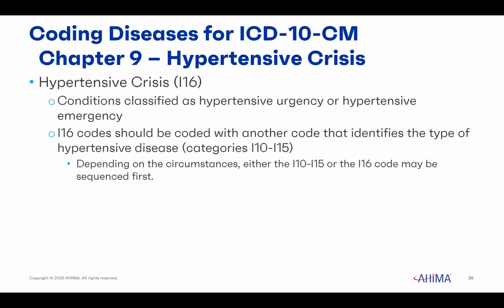Hypertensive crisis, I16, is also described as hypertensive urgency or hypertensive emergency, and these should be coded with another code that identifies a type of hypertensive disease. And depending on the circumstances, either the I10 or the I15 or the I16 codes may be sequenced first. Again, going back to our definition of what is the principal diagnosis, it's the reason the patient was admitted after study.